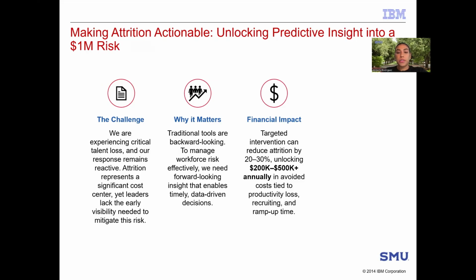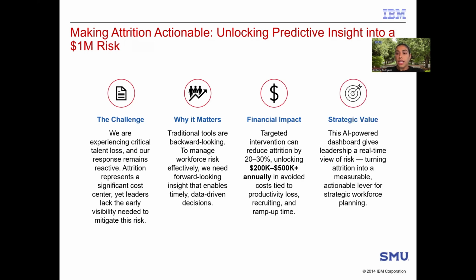We were looking at some numbers from Glassdoor, and we were able to estimate that a 20 to 30% reduction in attrition can lead to about $200,000 to over $500,000 saved annually. In order to do this, we've leveraged AI and machine learning to predict high-risk employees. That way, we can provide intervention methods before they decide to leave.